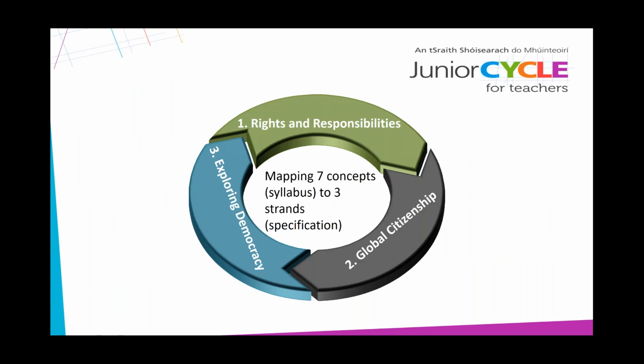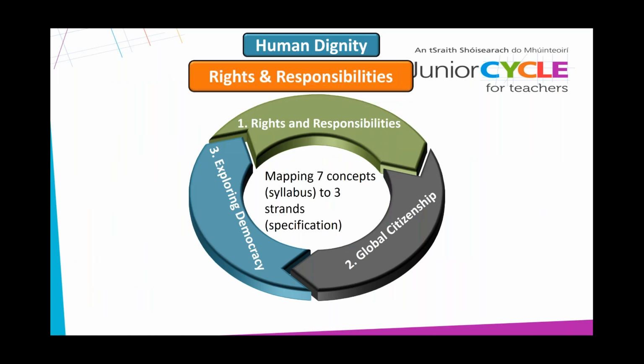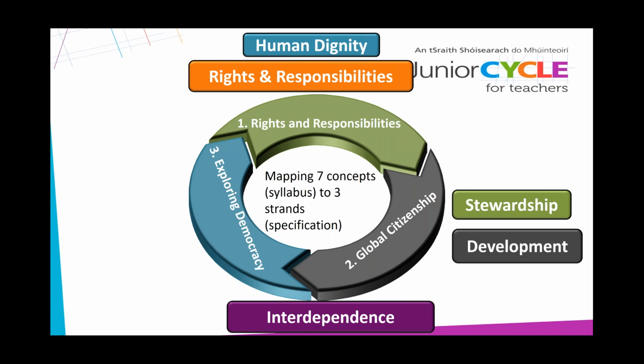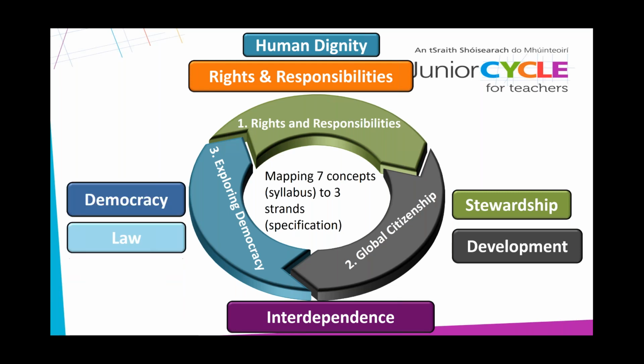If we do a very broad mapping of those 7 concepts in the 96 syllabus onto the learning outcomes in the specification strands, you can see that the concepts of human dignity and rights and responsibilities are very much present in the learning outcomes in strand 1, rights and responsibilities. Stewardship, development and interdependent concepts are very much present in the 2nd strand, the global citizenship strand. And then law, interdependence and democracy are present in the learning outcomes in the 3rd strand, exploring democracy.